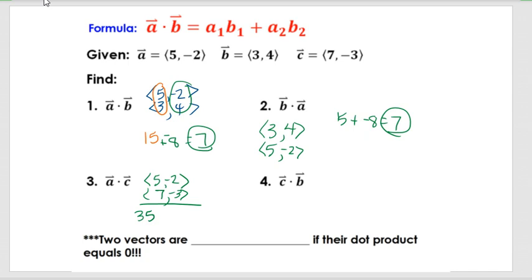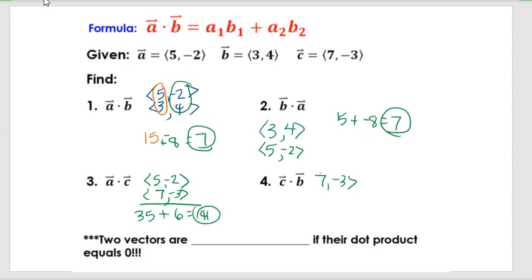And when I multiply this side, I get 35. I multiply this side, I get 6. That's 41. There's my dot product. Okay, so dot products are actual numbers, not vectors. All right, C and D.